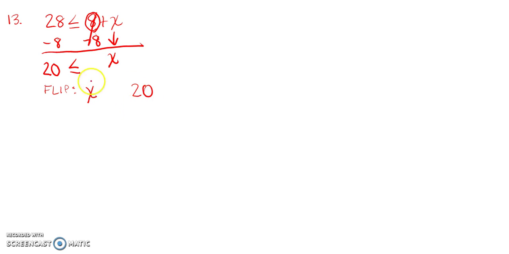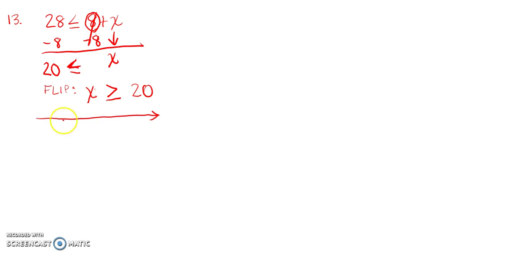Now, what happens to the sign? If it is open or eating the x on this side, then it needs to do the same thing when you flip it. So you need to flip the sign as well. When you flip it, everything flips. This flips to the front, this flips to the back, and this sign flips. If it's open toward the x here, then it needs to be open toward the x here. So my answer is x is greater than or equal to 20.